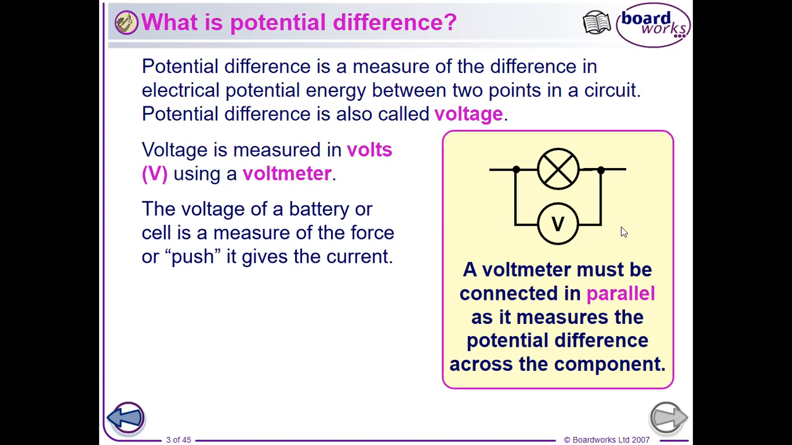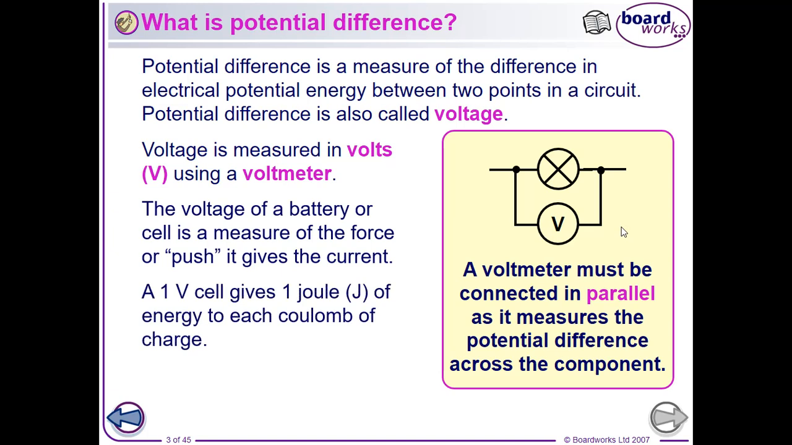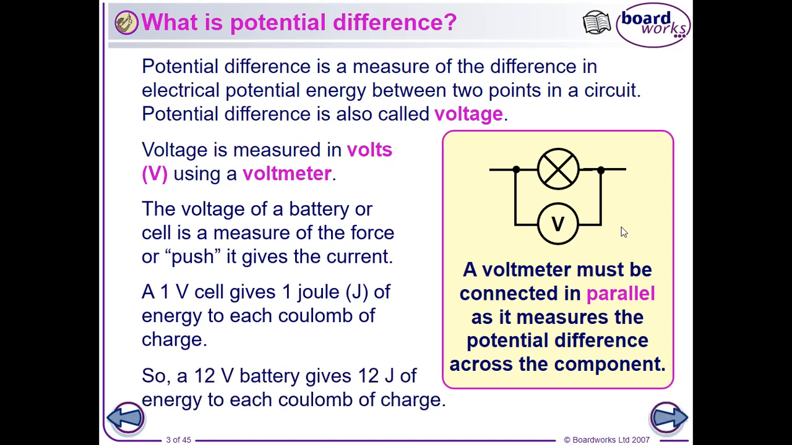Another way of thinking about voltage is how much force is pushing the current around the circuit. 1 volt gives 1 joule of energy per coulomb of charge. 1 volt is 1 joule per coulomb of charge. A 12 volt battery will give 12 joules of energy to each coulomb of charge. Think about mains electricity: 240 volts gives 240 joules of energy for each coulomb of charge. So obviously the more energy you give the charge, the more dangerous it's going to be for us.